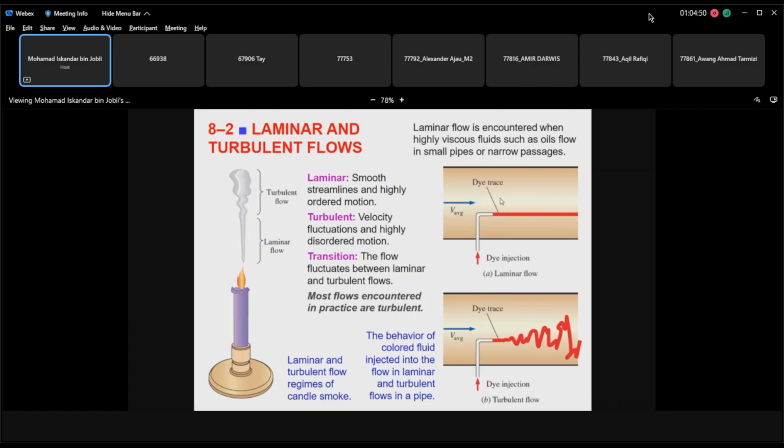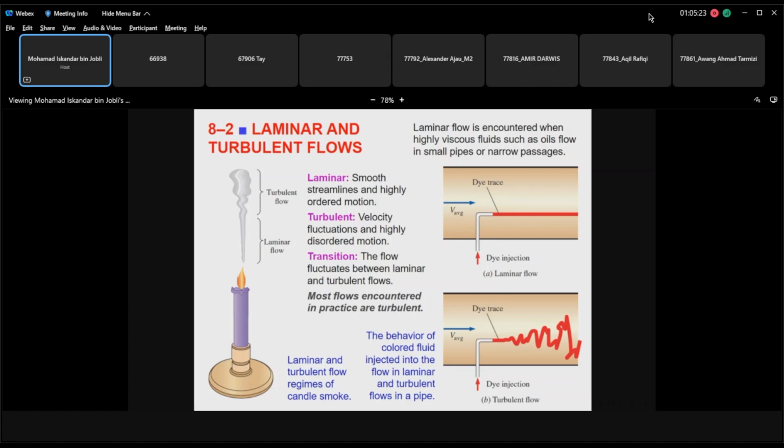For the laminar flow regime, you're going to have a straight line like this. That's why laminar flow is sometimes referred to as streamline flow, because you have a straight line if you do this dye experiment. This is what we call laminar flow.